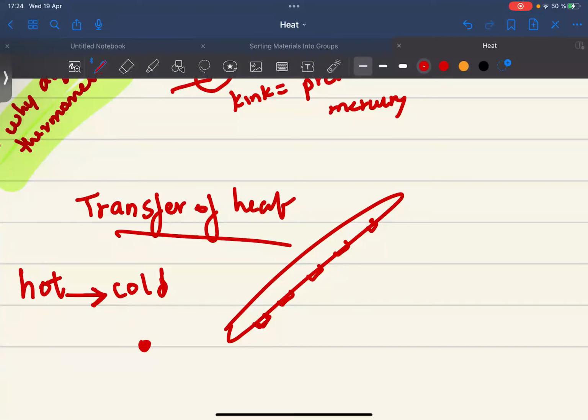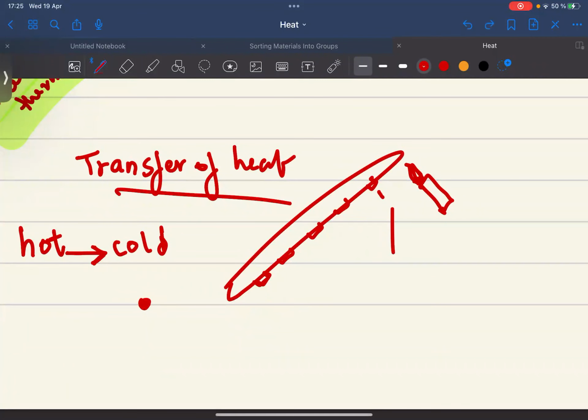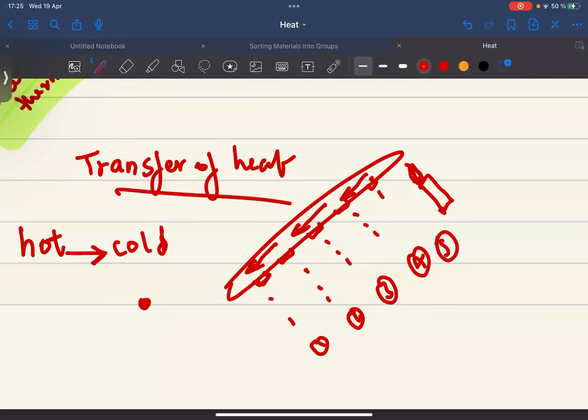Now you're going to heat the other end of the rod. You will notice that this will start dripping, and slowly this will also start dripping. So you can see that the heat is flowing like this. So this is like wax number 1, 2, 3, 4, 5. Which wax will drip first? 1, 2, 3, 4, or 5? Ma'am, 5. 5, because that is the nearest one.